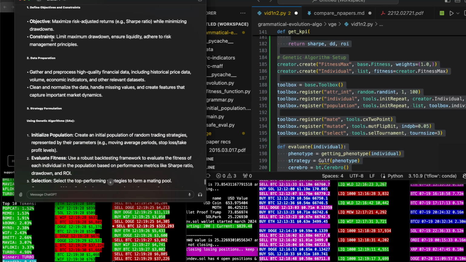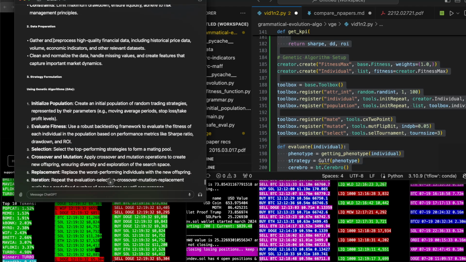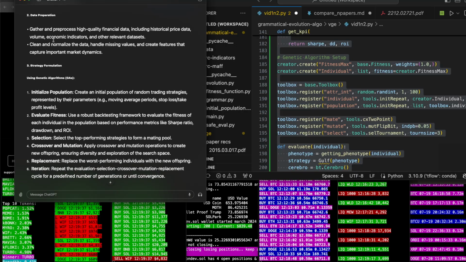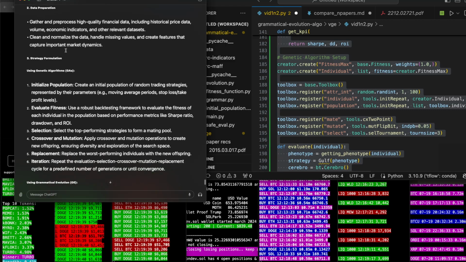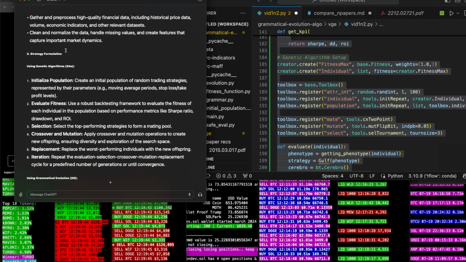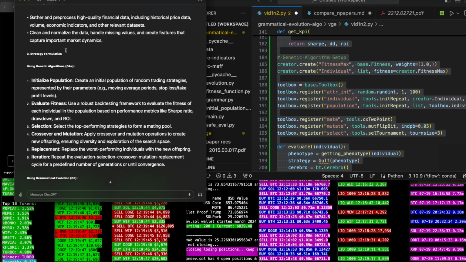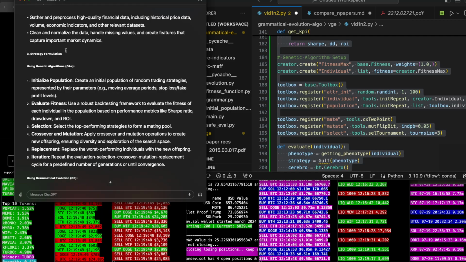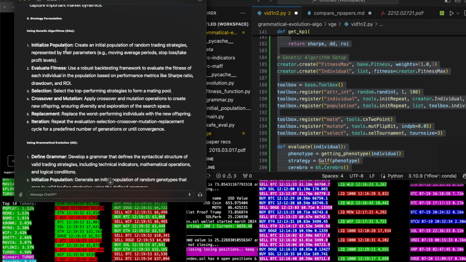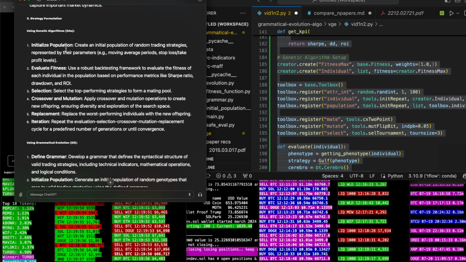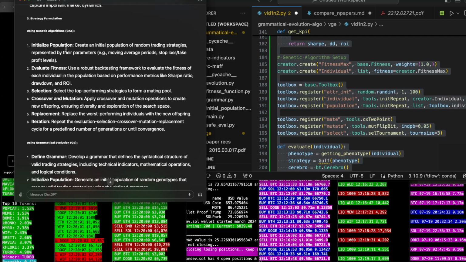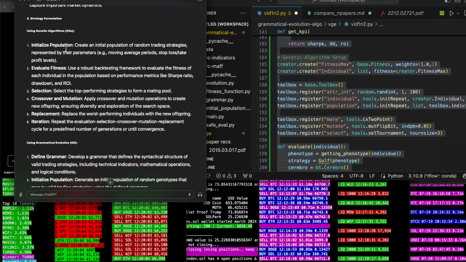Data preparation. Gather and pre-process high-quality financial data, including historical price data, volume, economic indicators, and other relevant data sets. Clean and normalize the data, handling missing values, and create features that capture important market dynamics. Strategy formulation using genetic algorithms, GAs. Initialize population. Create an initial population of random trading strategies represented by their parameters, like moving averages, stop loss, take profits.